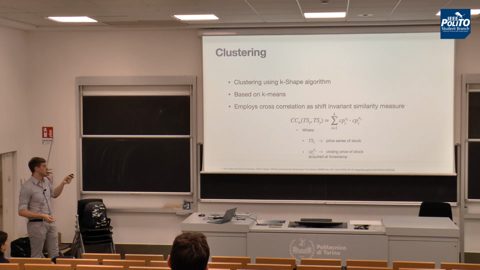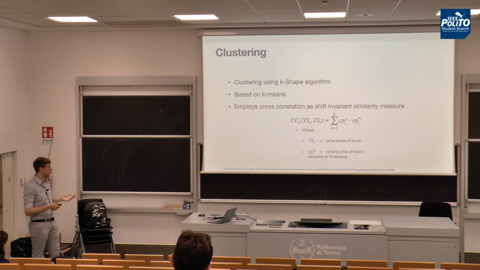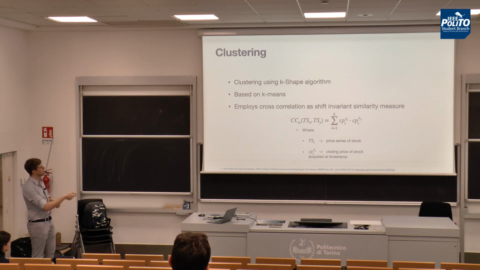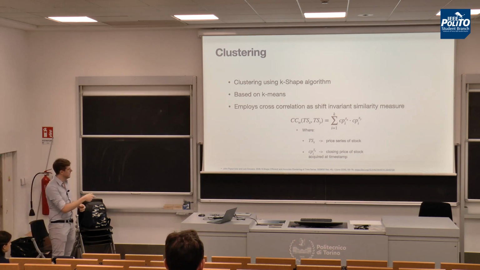We use K-shape because it's scalable and it constantly outperforms a lot of other methods, so it's a standard. It's not really a new method, but it's quite good, and it is of course based on k-means, as you can get from the name, and employs cross-correlation as a similarity measure.